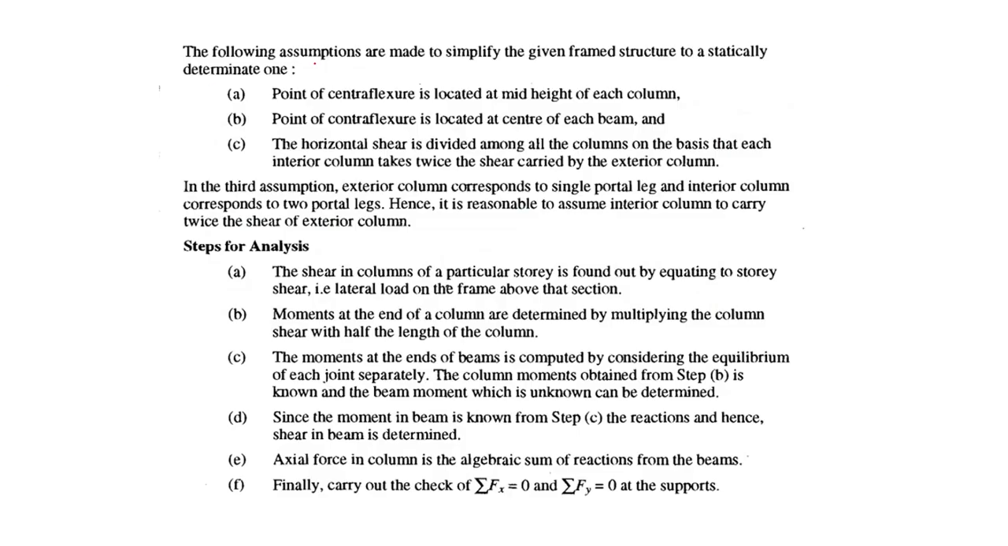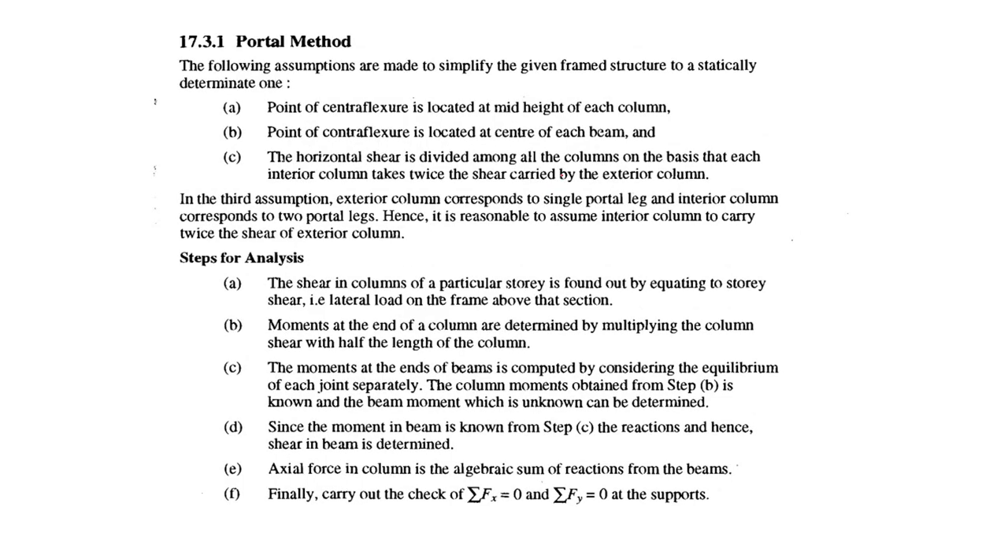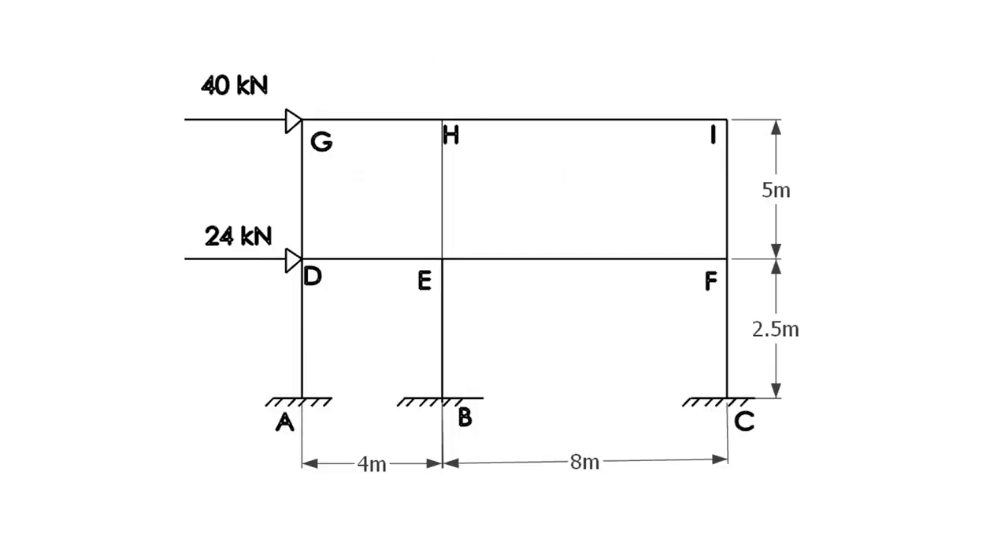Now the assumptions are: a point of contra-flexure is located at the mid-height of each column, and a point of contra-flexure is located at the center of each beam. The horizontal shear is divided among all the columns on the basis that each interior column takes twice the shear carried by the exterior column. So we proceed further with the portal frame method.